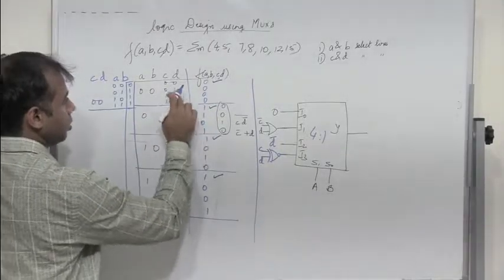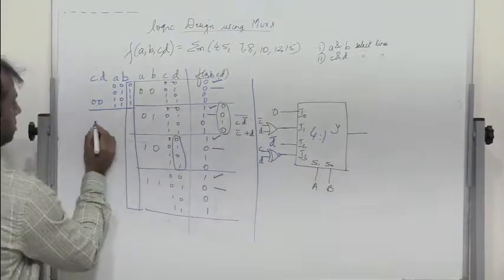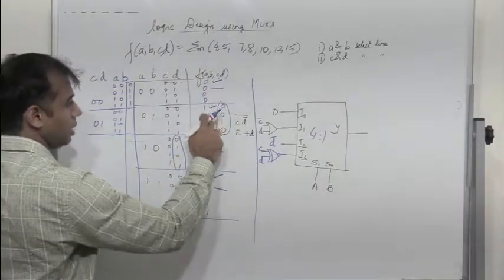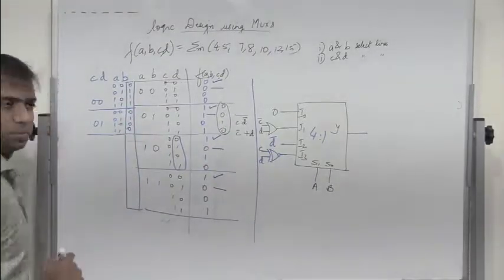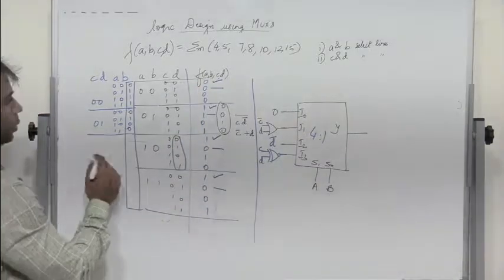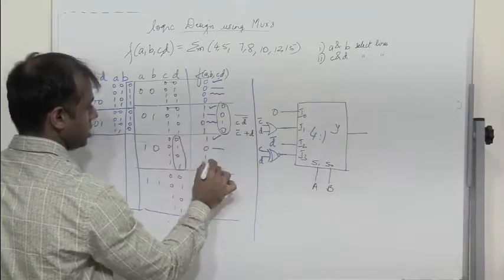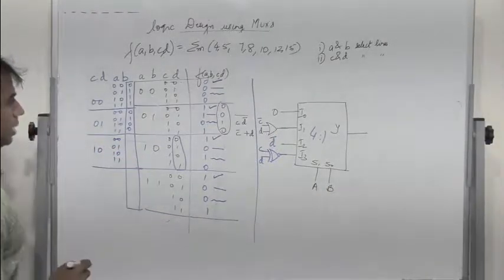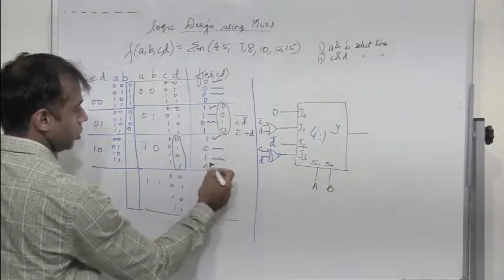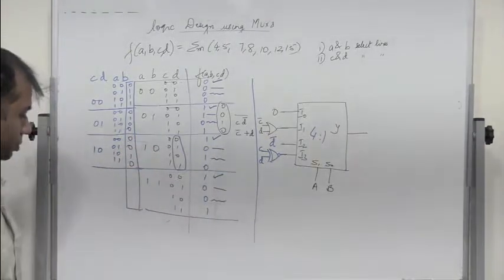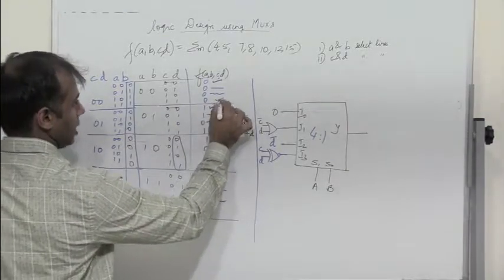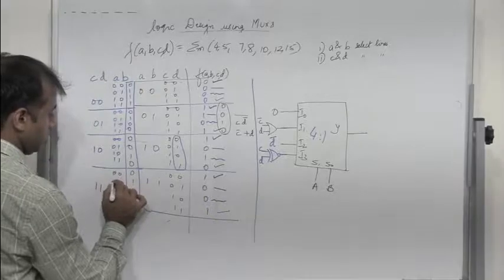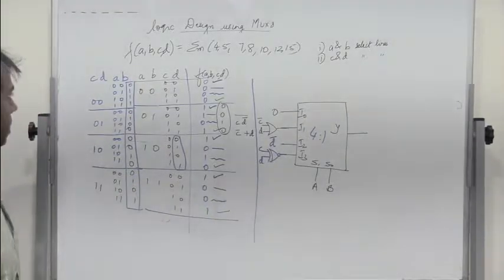Next, when C and D is 0, 1. So I have this, the second one. So for AB 0 0, 0 1, 1 0, 1 1, we get 0 1 0 0, the second output. Next, when CD is 1 0, so for AB 0 0, 0 1, 1 0, 1 1, what do we get? We get 0, 0, 1, 0. And then for CD 1, 1, I have the last one, 0, 1, 0, 1, for AB 00, 01, 10, 11. Okay, so that's fairly simple.